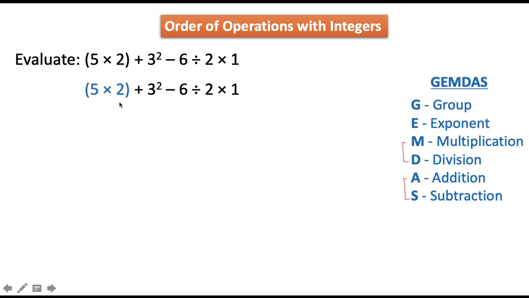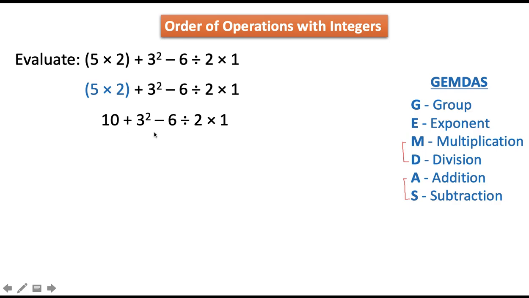So let's get started. So in our given, as we notice, we have here a grouping symbol which is a parenthesis. So it means this will be our priority. So let us perform the operation inside the grouping symbol, and that is 5 times 2, and this gives us 10. Then write the rest of the symbols and numbers.